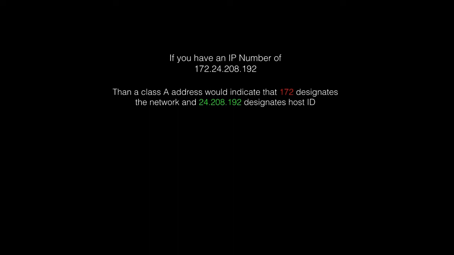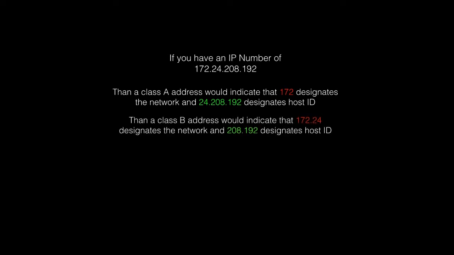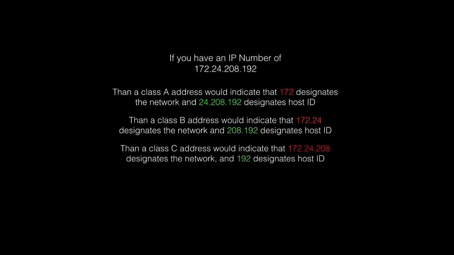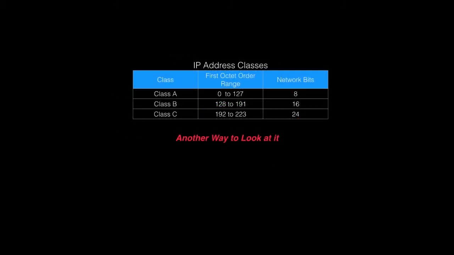So for a Class A address, 172 would designate the network and the rest would be the host. For a Class B, 172.24 would designate the network and the rest would be the host ID. For a Class C address, the first 3 octets, from 172 and 24 to 208, are the network and the rest is the host ID.